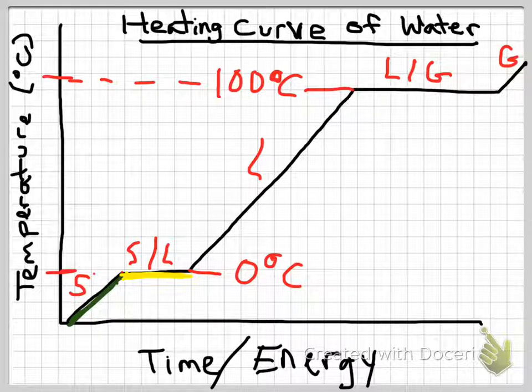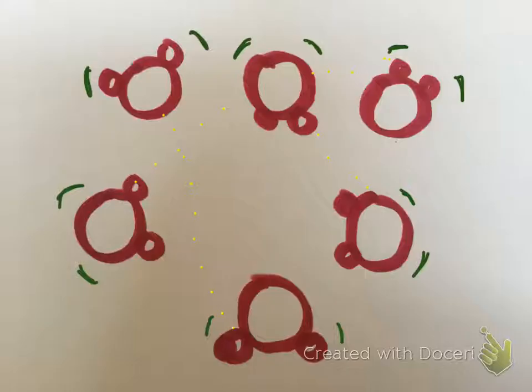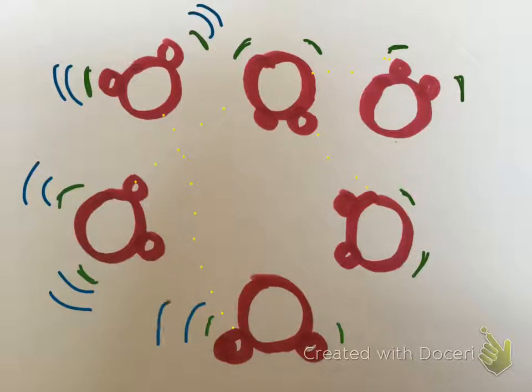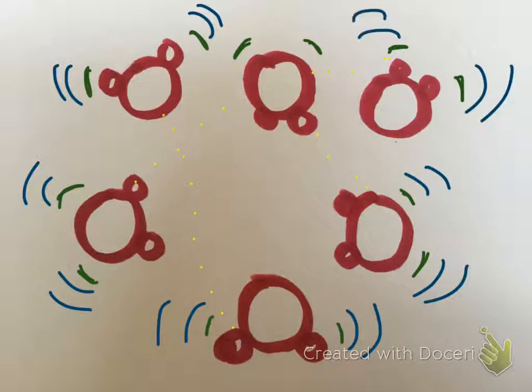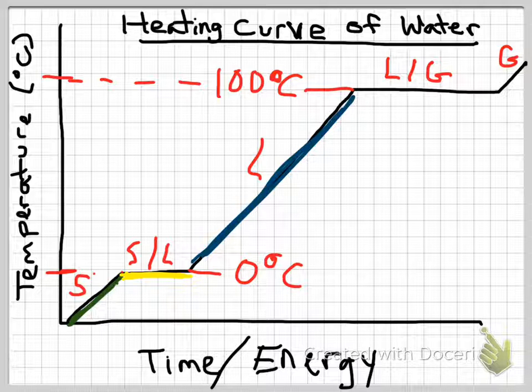So notice once we only have liquid, the temperature of our liquid will increase over time, which means as we add heat, as we add energy, these liquid molecules start moving faster and faster and faster until we have added enough heat that they are moving fast enough that we are at 100 degrees Celsius for water, and we are at boiling.